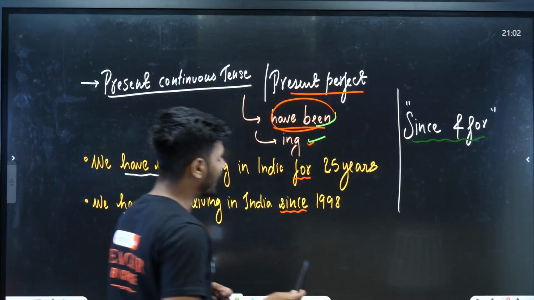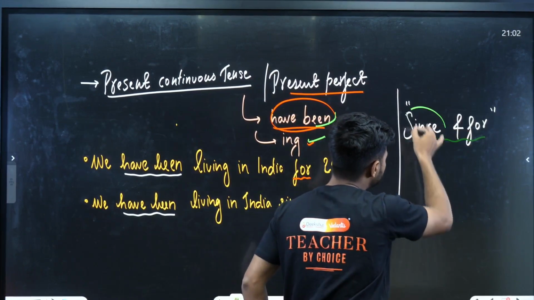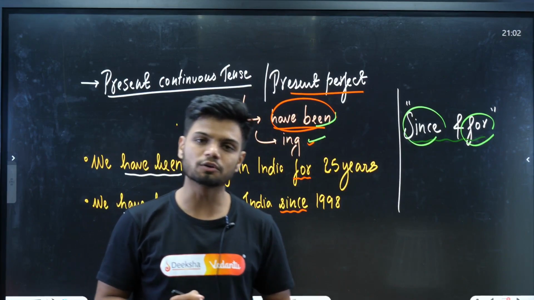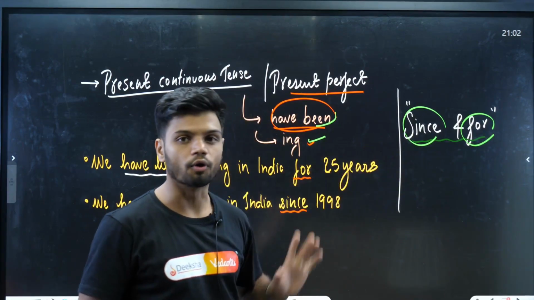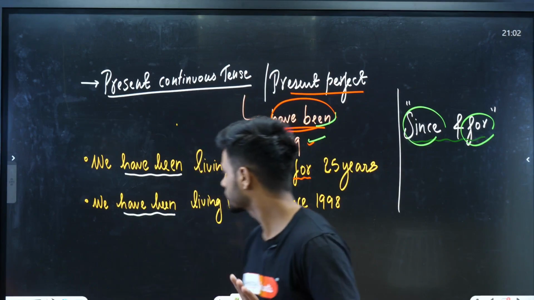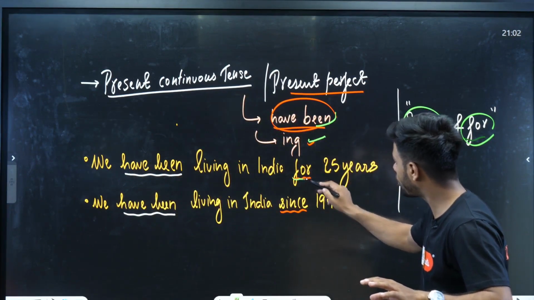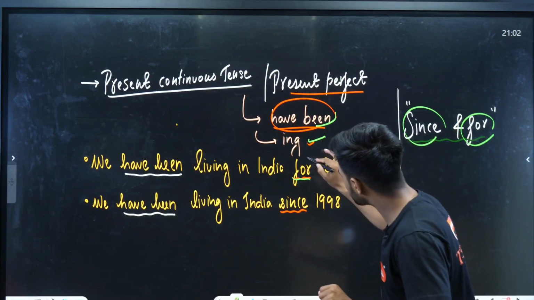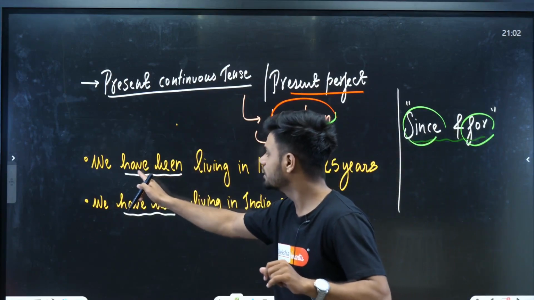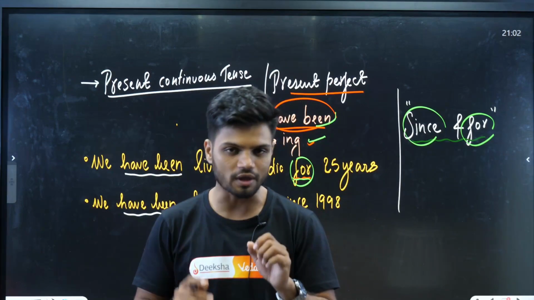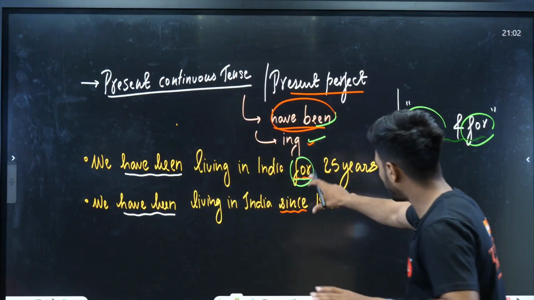Have been or ing will be there. Now here, I always look out for since and for. Always in the statement, try to look for since or for. For example, we have been living in India for 25 years. There was for, so I blindly wrote have been living in India. That's how you fill have been.